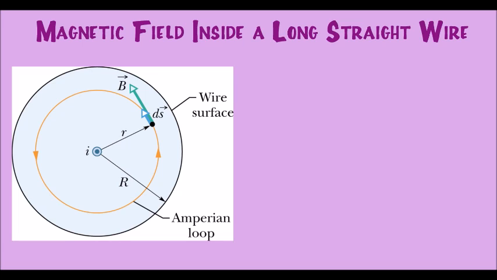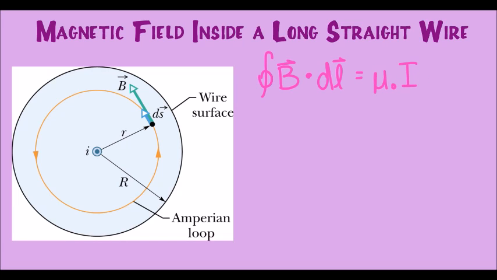But this time we're going to look at the magnetic field inside of a long straight wire instead of outside of it. We're going to start off the exact same way, just by writing out our expression, the integral of B dot dl equals mu naught times I.